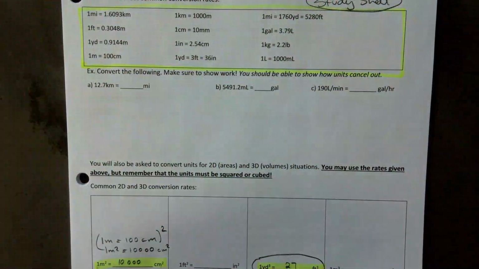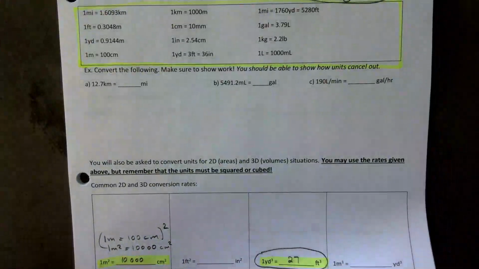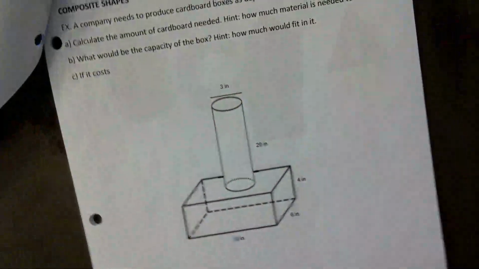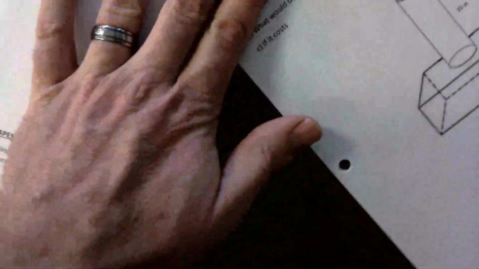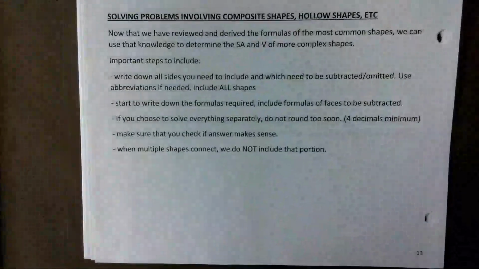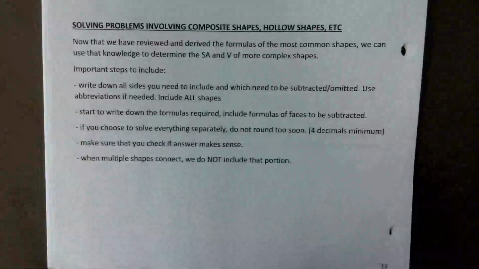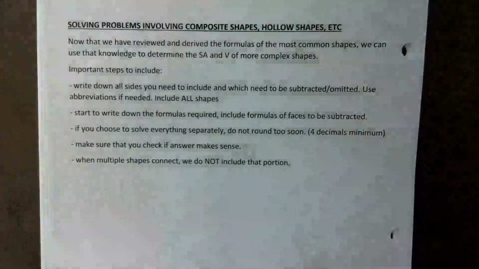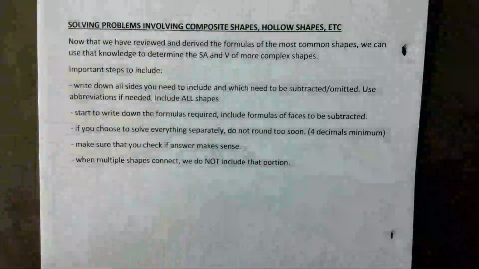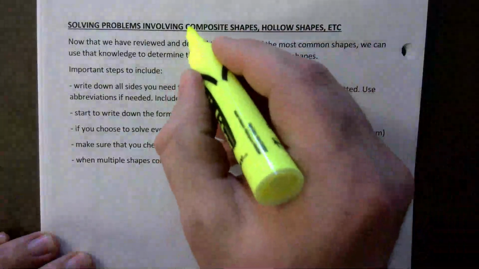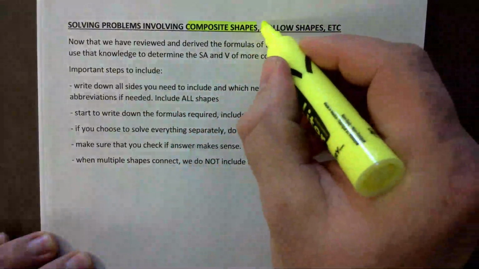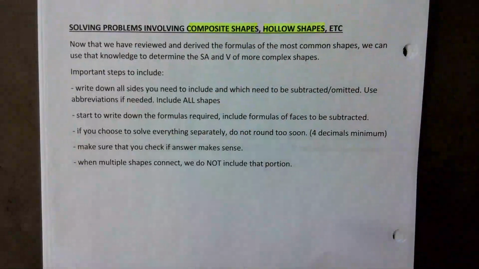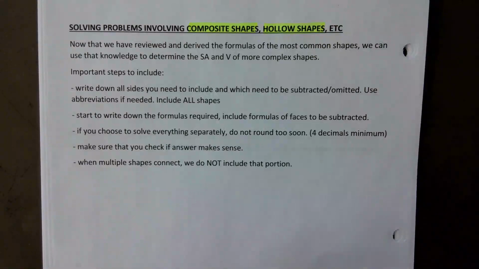You got it? Okay, I'm going to page 13. Skip, skip, skip. Okay. So we're going to talk about composite shapes, hollow shapes, etc. And we're going to start with just diagrams, and then we're going to turn it into word problems.